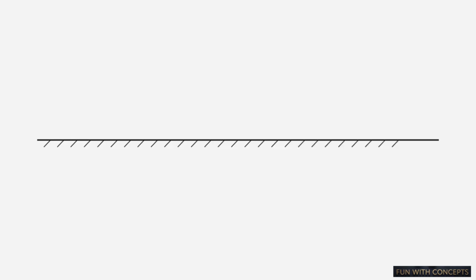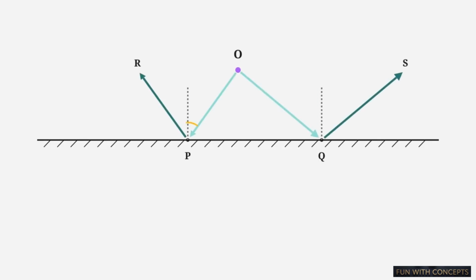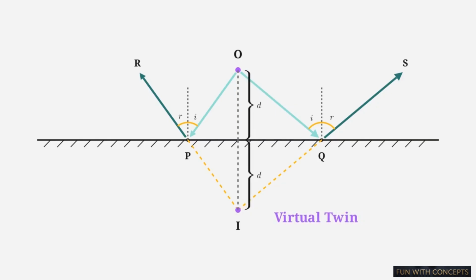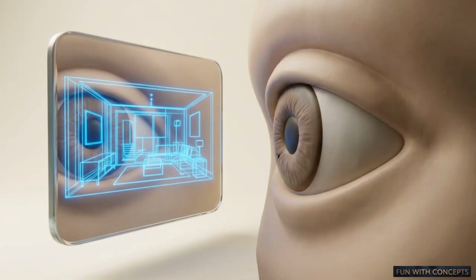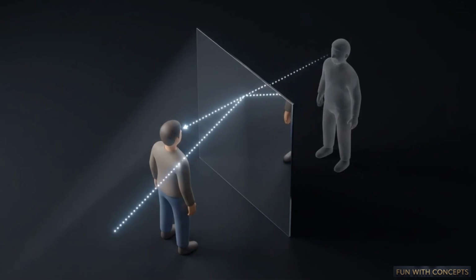Start with point object O emitting rays OP and OQ. They bounce back as PR and QS, perfectly obeying the law of reflection. Our brain extends these rays backward to point I. Applied to every point on an object, this builds a complete virtual twin. This reveals the truth of the mirror. The world we see inside is a neurological projection, created by tracing reflected angles back to a point that doesn't physically exist.